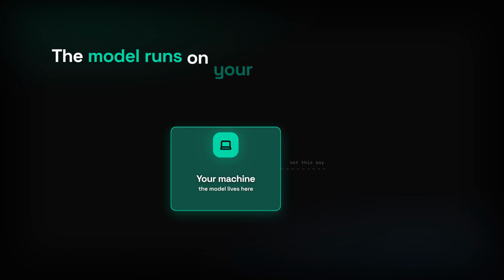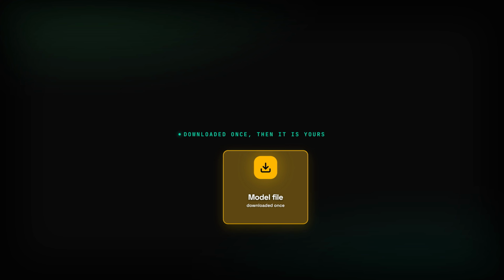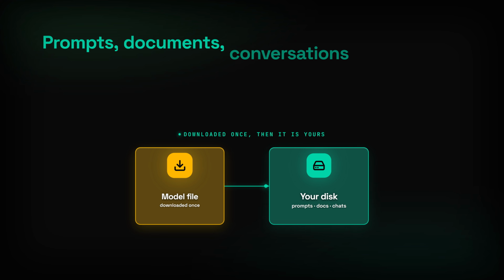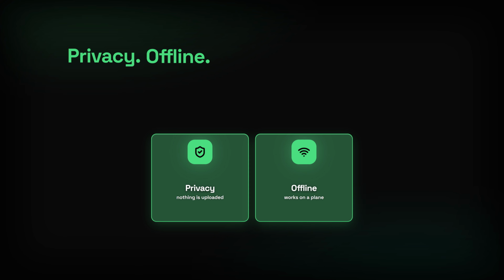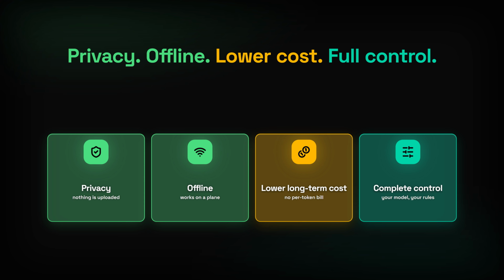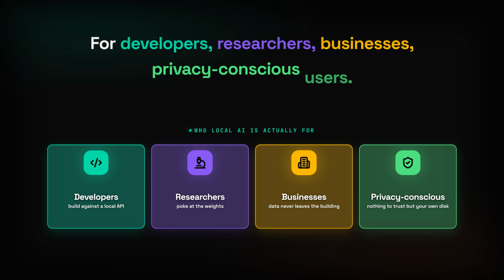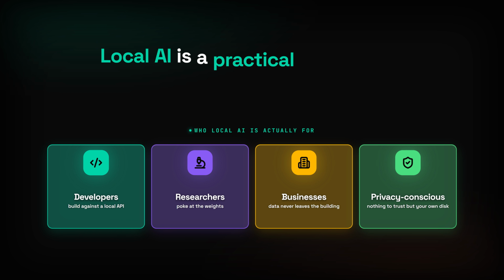Running AI locally means the model executes entirely on your own hardware rather than on a remote cloud server. Once the model is downloaded, prompts, documents, and conversations remain on your computer, offering greater privacy, offline availability, lower long-term costs, and complete control over the AI environment. For developers, researchers, businesses, and privacy-conscious users, local AI has become an increasingly practical alternative to cloud-hosted services.